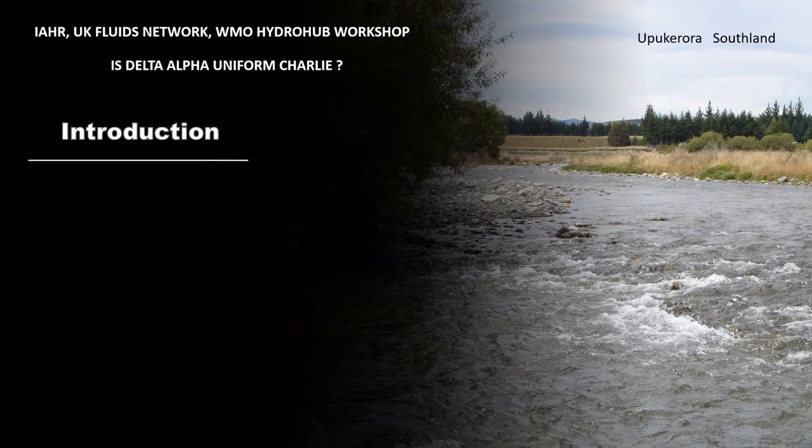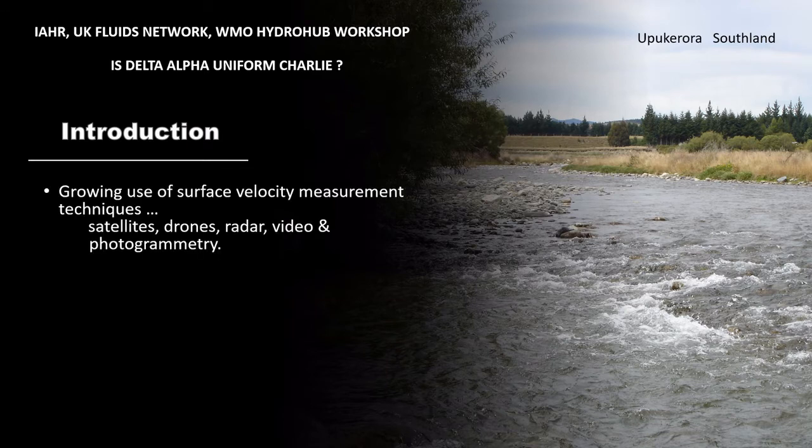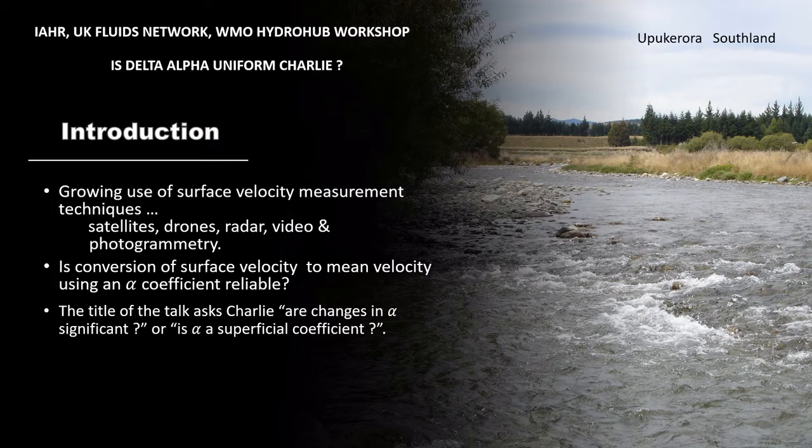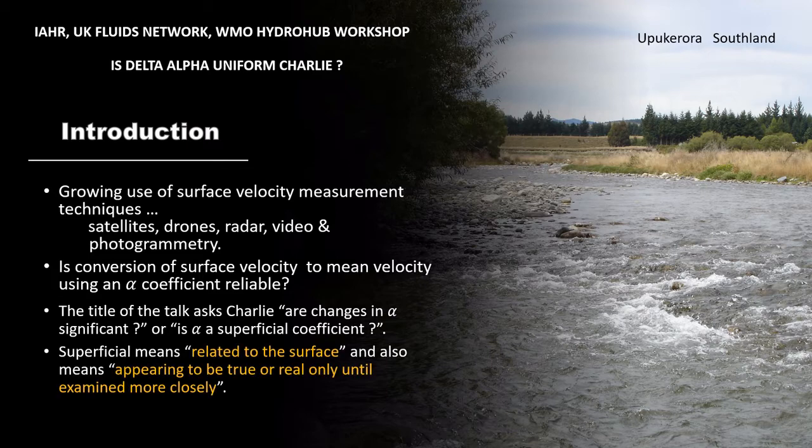We're getting a lot of new technologies for measuring water surface velocity, but how good are our methods of converting this surface velocity to mean velocity using an alpha coefficient? The title of the talk really means, are changes in alpha significant, or is alpha just a superficial coefficient? Superficial means related to the surface, but it also means appearing to be true or real only until examined more closely. And in this talk, we're going to examine alpha more closely.